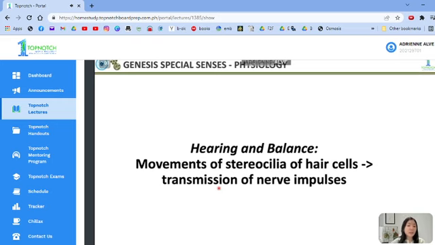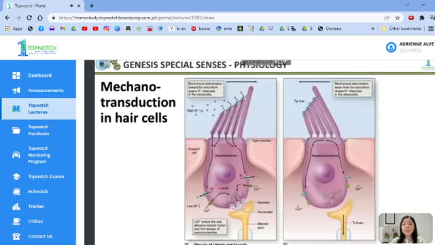So how does the movement of the stereocilia in each hair cell lead to transmission of nerve impulses? We'll be looking closely at the example of the hair cells in the macula of the utricle and saccule. At rest, the hair cells are polarized with a small amount of potassium entry and a low level of neurotransmitter release.